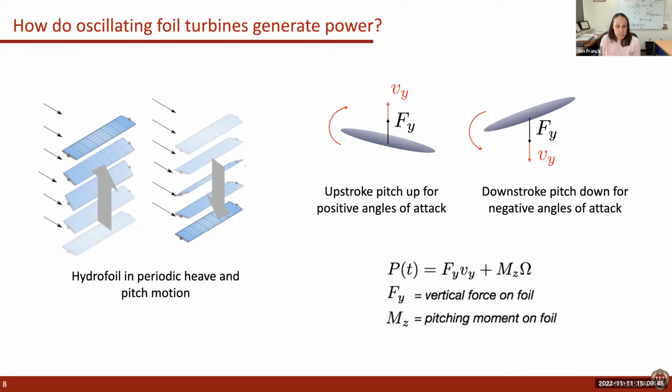And it's completely symmetric. As the foil heaves in the upward direction, it has a positive angle of attack. So then you have a positive lift force and a positive velocity, and you're generating power on the upstroke. When you get to the top, you'll have a pitch reversal. So your angle of attack relative to the flow will be negative, but your velocity will also be negative. So you'll have a downward force, a downward velocity, and you'll also generate positive power. So you have this dual cycle. Every time you go from top to bottom, you have two cycles of power generated from this vertical force.